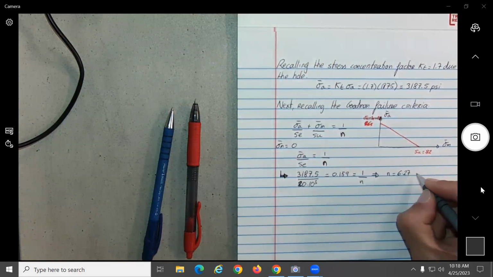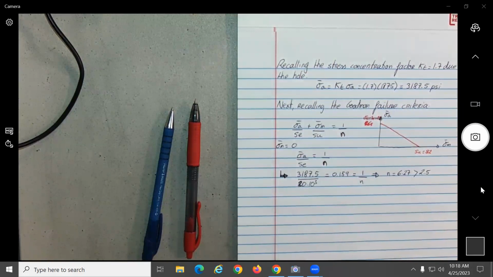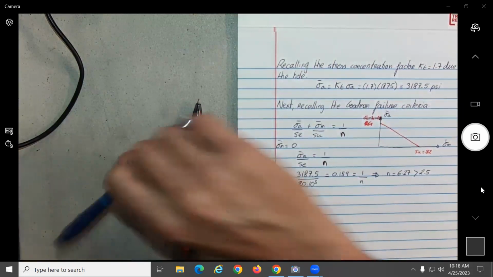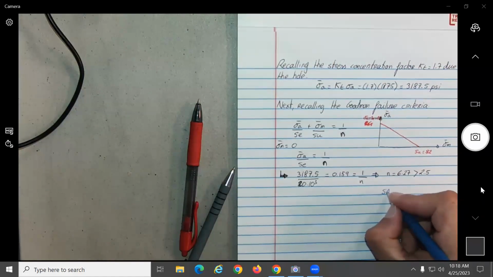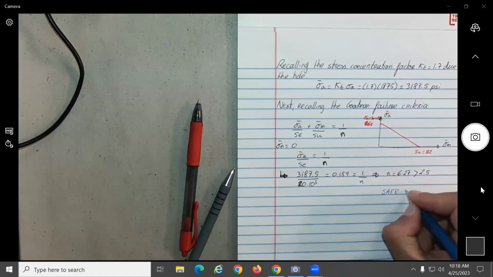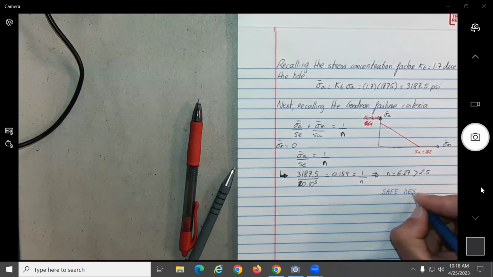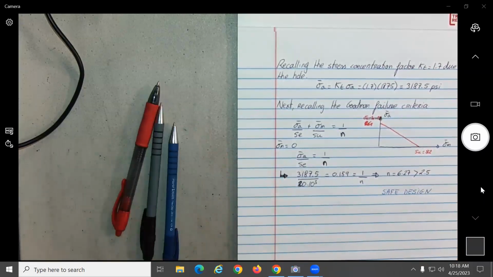6.27, which is larger than our 2.5, no? That we require. So what can we say at the end? It is a safe design, no? Okay, you see, it's better to do this type of plans than just once come straight from the book, I guess.